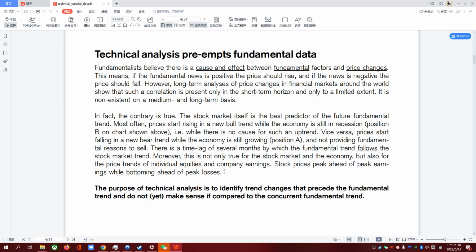So it is not technical analysis versus fundamental analysis. These two things are not contradictory to each other. They are both very, very important.